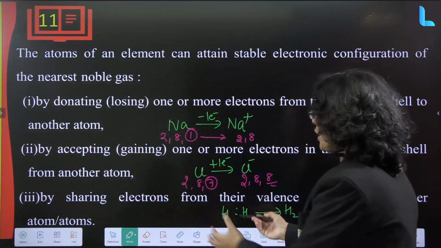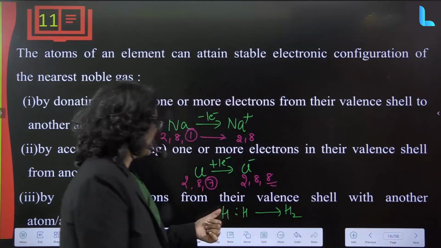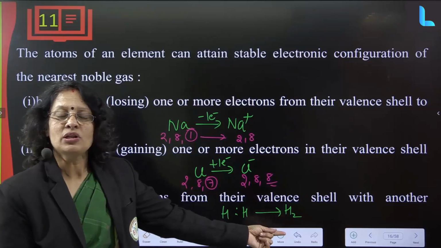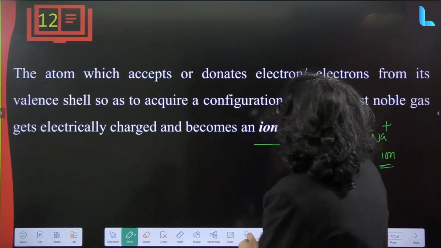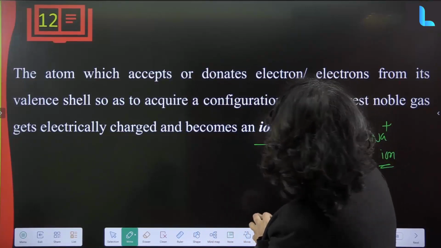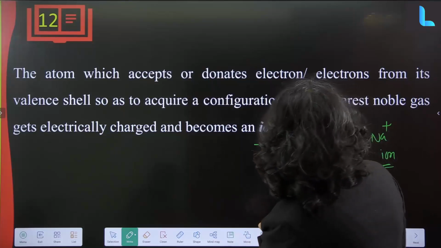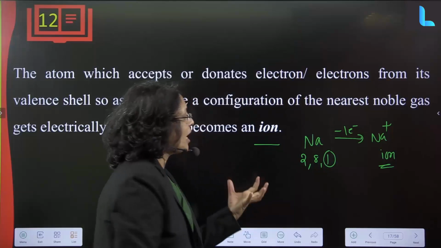Okay, so now there is sharing of electrons from their valence shell with another atom, like hydrogen. Each hydrogen has one electron in the outermost shell. If they share, they can form a hydrogen molecule. So they can share and form a molecule. The atom which accepts or donates electrons from its valence shell so as to acquire the configuration of the nearest noble gas is electrically charged and becomes an ion.